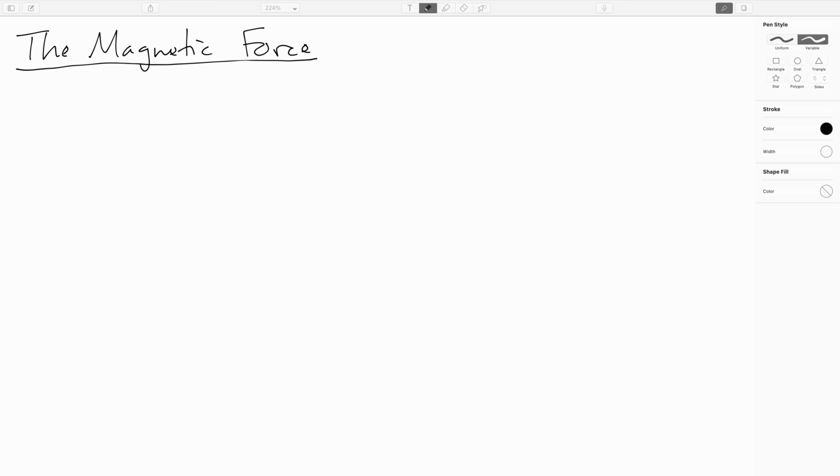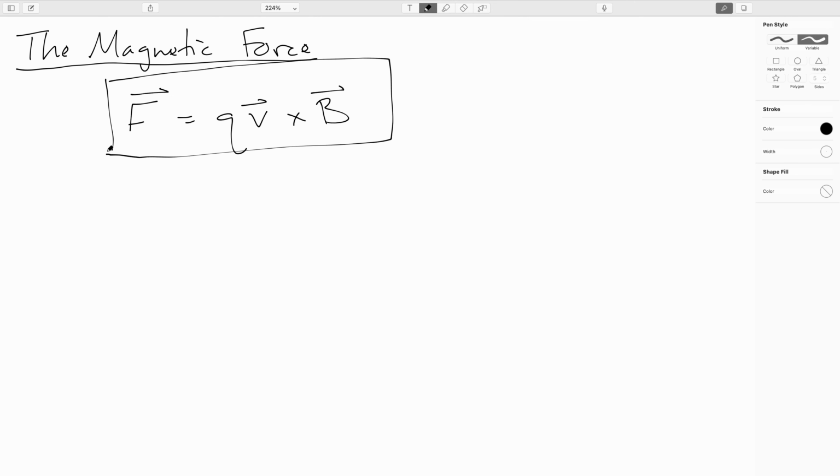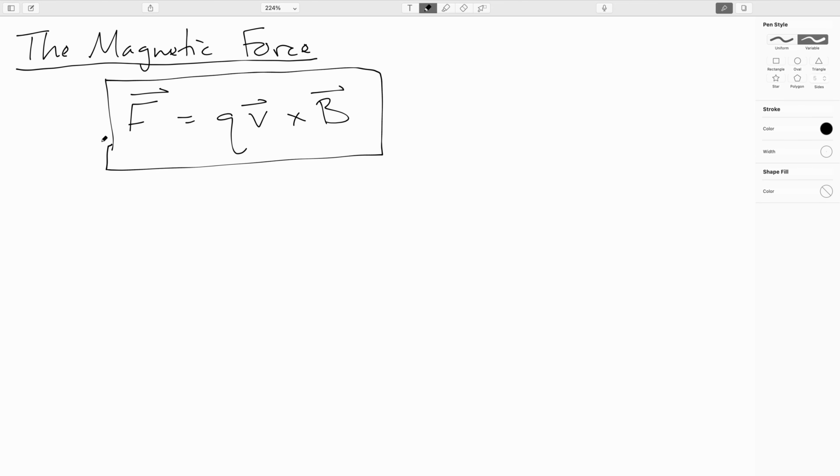The magnetic force that is exerted on some charged particle that is moving through a magnetic field is given by Q V cross B, where we're talking here about the cross product. So B is the magnetic field, V is the velocity of the particle, Q is its electric charge, and the force that it feels here is the magnetic force. So again, we've got cross products involved here.